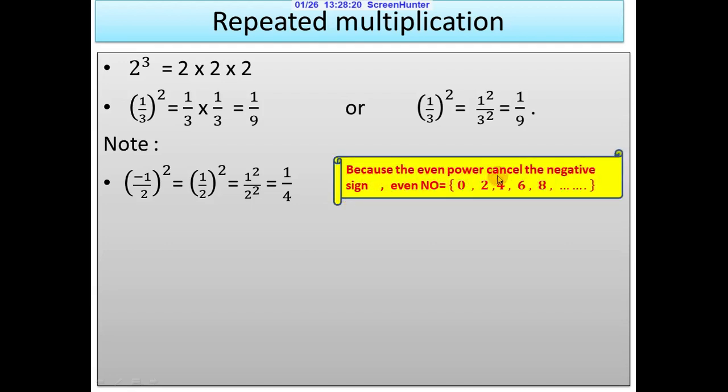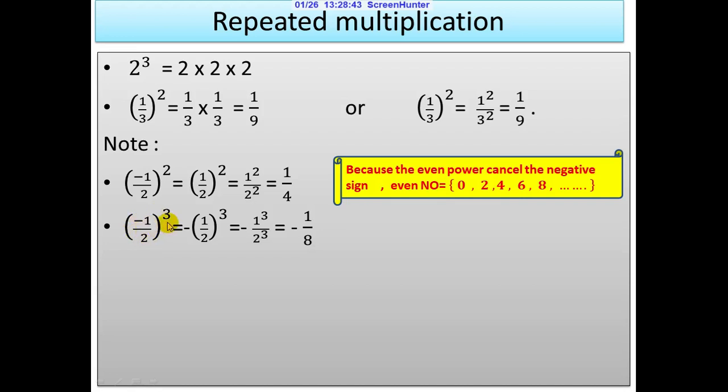So we must study this rule. Because the even power cancels the negative, we must study the even numbers. They will be 0, 2, 4, 6, 8, and so on. So, again, if we have an even power, we can cancel this negative sign.